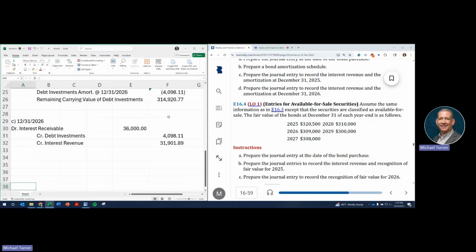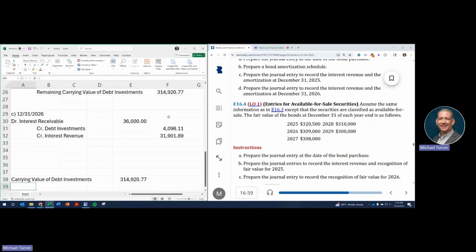So if I want to adjust that, I have the carrying value of my debt investments. I need to determine what this adjustment is going to be for this journal entry. So my carrying value is $314,920.77. The fair value of these debt investments given to us in the problem, December 31st, 2026, is $309,000.